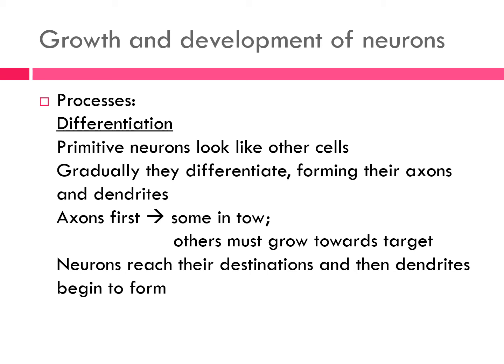So they develop their axons when they are at a place where they're going to need to communicate to these targets, and then they continue to grow and kind of just leave what's going to be the terminal buttons behind and bring that axon in tow. And others get to their destination, and then they have to grow their axon out towards the targets that they're going to communicate with. Neurons reach their destinations, and then the dendrites begin to form.